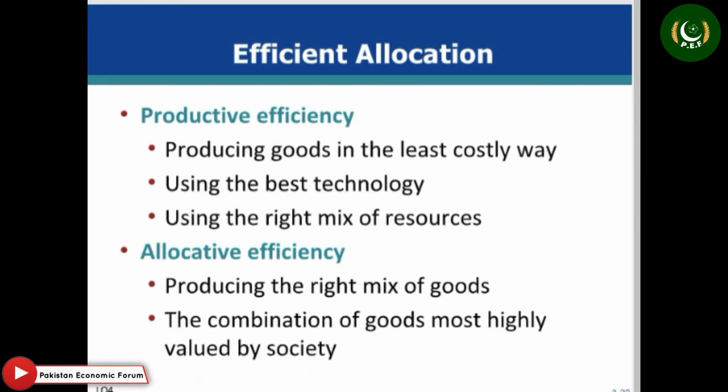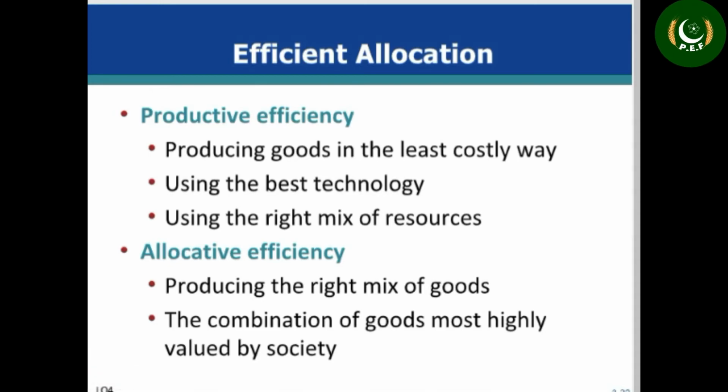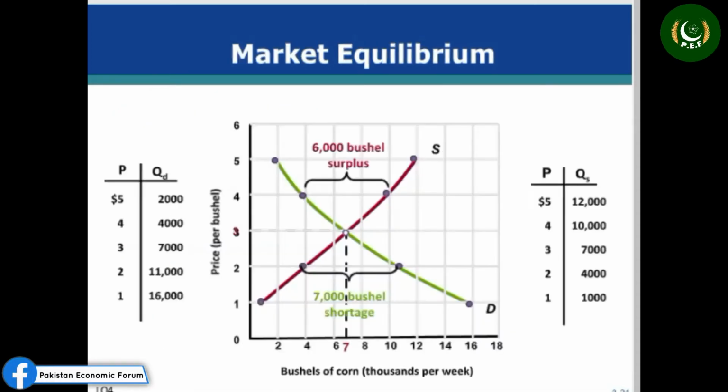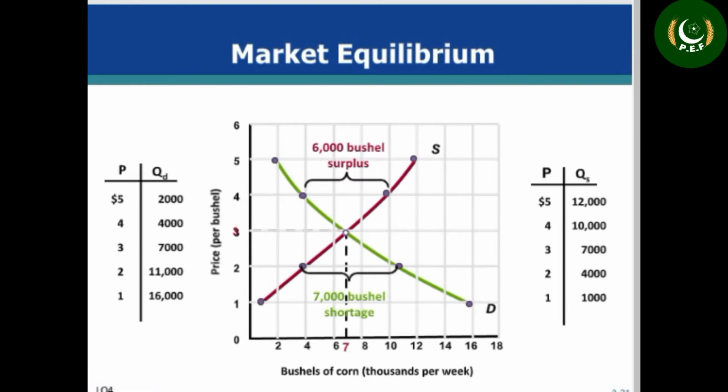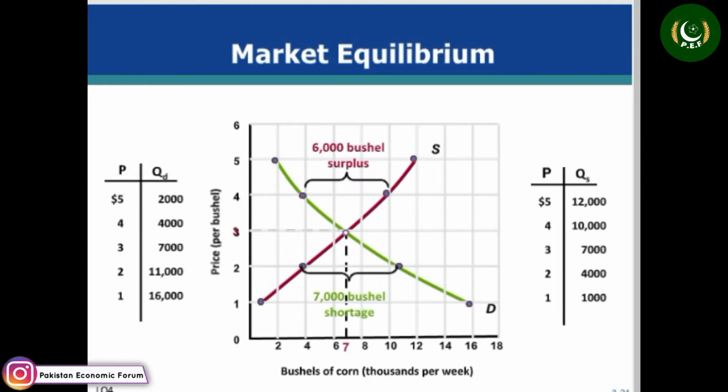Resources are neither over-allocated nor under-allocated based on a society's wants. The intersection of the downsloping demand curve, D, and the upsloping supply curve, S, indicates the equilibrium price of $3 and equilibrium quantity of 7,000 bushels of corn per week.